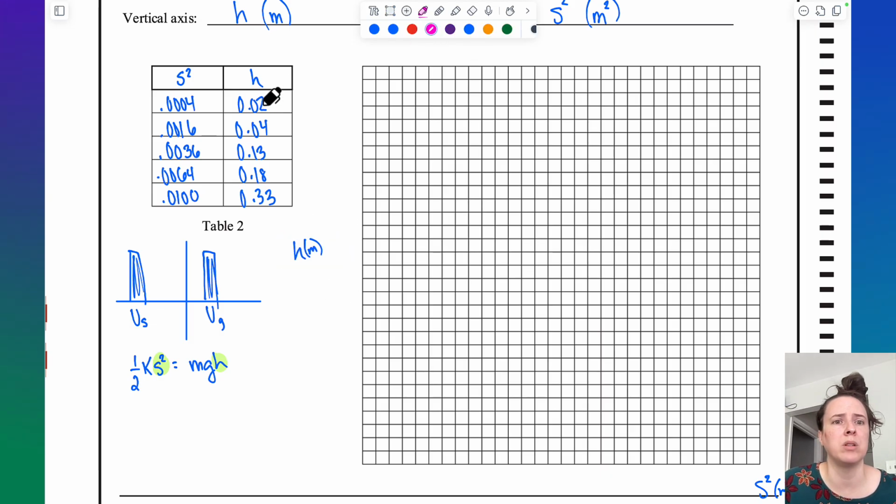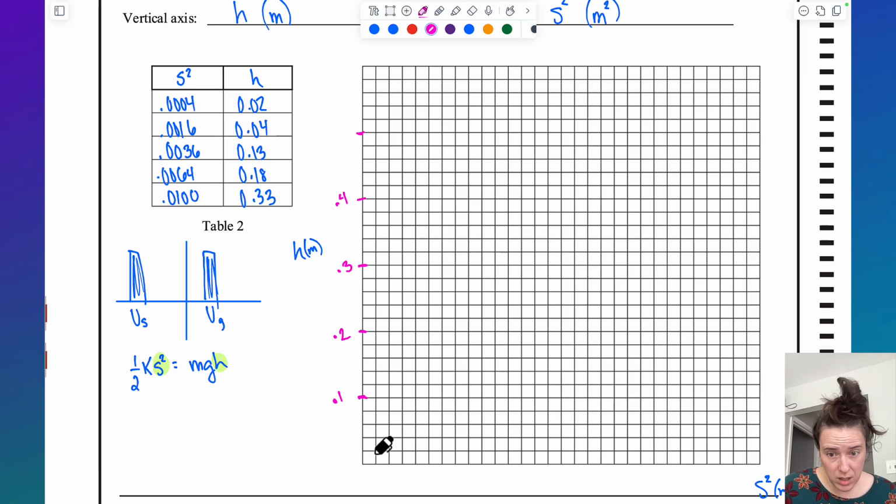So H has to go between 0.02 and 0.33. All right, so it's 30 boxes tall. So just shy of what we need. So I'm going to go by, we'll say fives. 1, 2, 3, 4, 5. Great. So this is going to be, we'll say 0.1, 0.2, 0.3, 0.4. That's a little bit more than half the graph. That's fine. All right, S squared has to effectively go between 4 and 100.